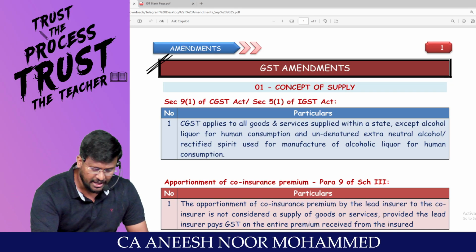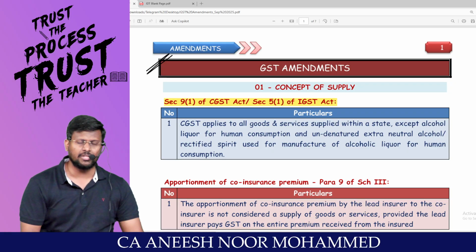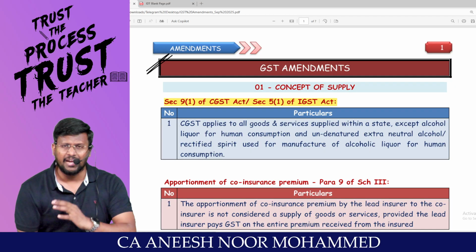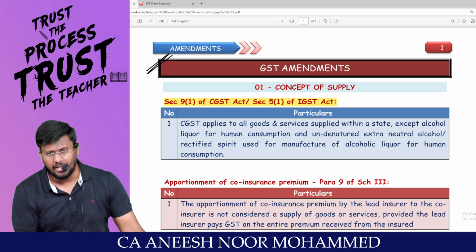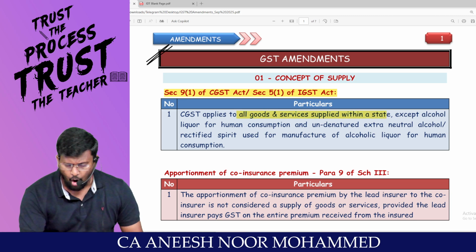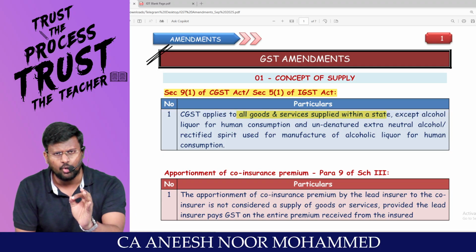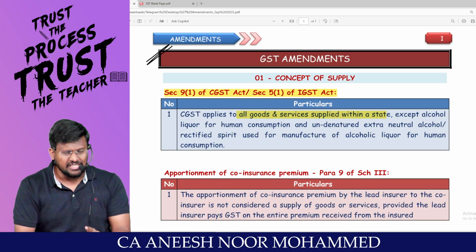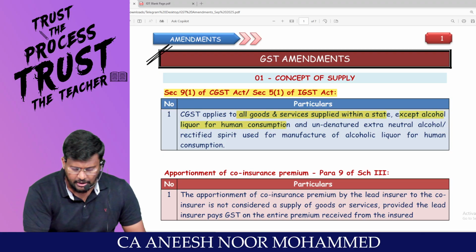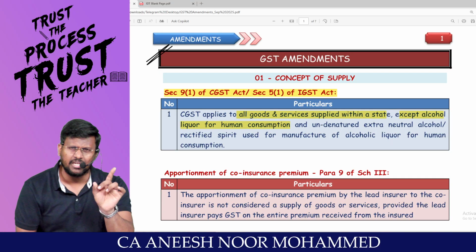We have Section 9, my dear lovable students, Section 9(1) of the CGST Act and 5(1) of the IGST Act. Are you remembering 9(1), 9(2), 9(3), 9(4), 9(5)? The parallel sections are 5(1), 5(2), 5(3), 5(4) and 5(5). What we have learned is CGST applies to all goods and services supplied within a state. Since it is Section 9, they are talking about intra-state supply. If it is Section 5, they talk from the angle of inter-state supply, except alcoholic liquor for human consumption. When we studied the Act, only this one thing was outside the scope of GST.